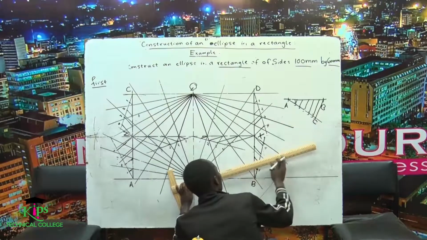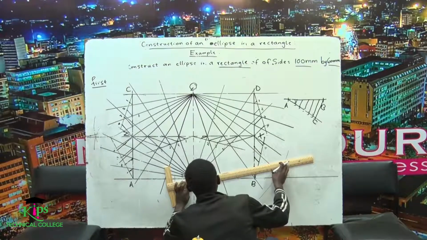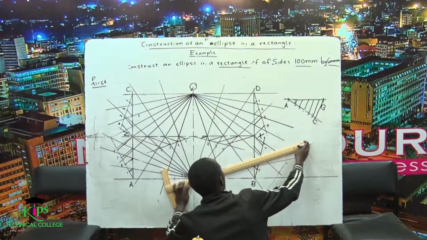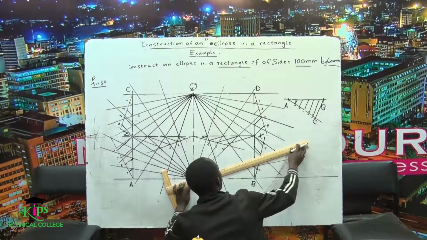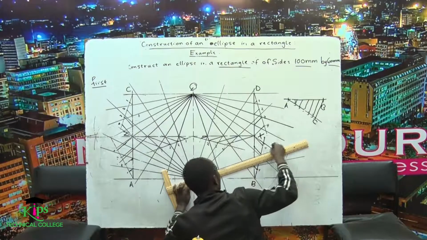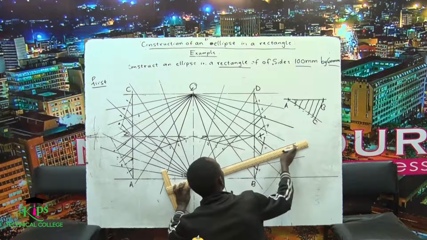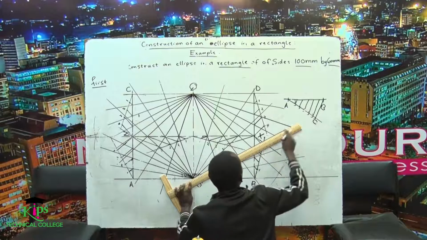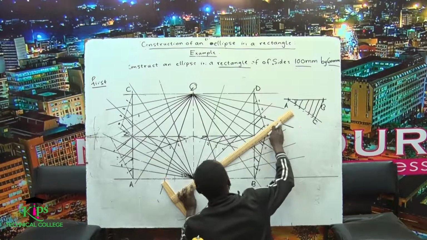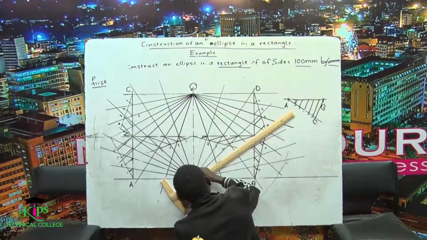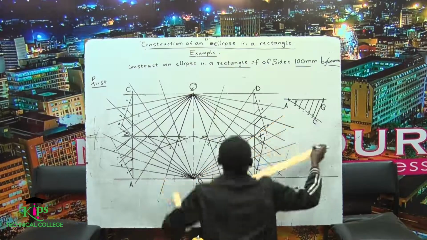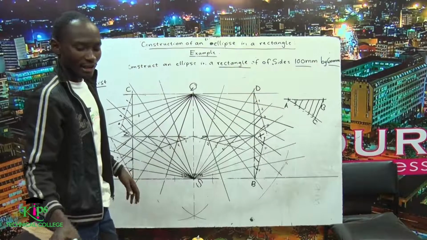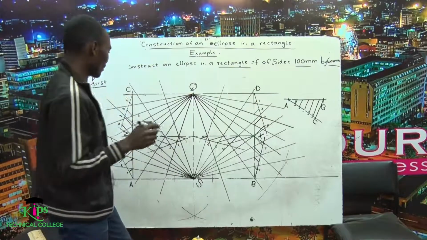So like this, from S to point 1, S to point 2, then S to point 3, then S to point 4. So now I'm through with the lines. So whatever is remaining is to sketch a fair curve.